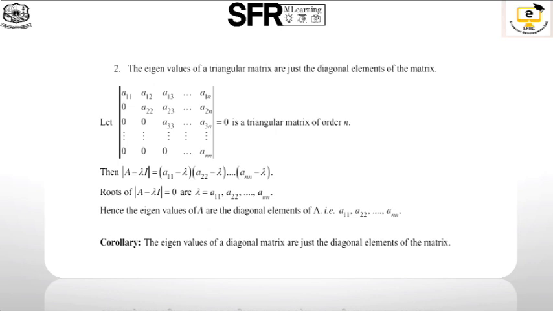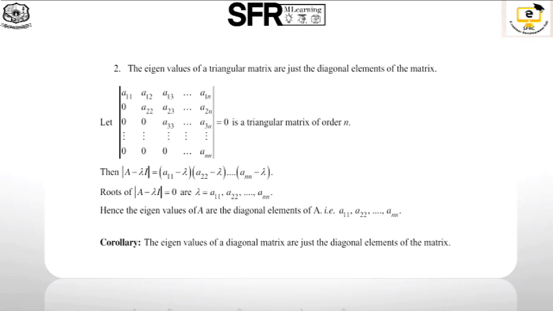Next one: the eigenvalues of a triangular matrix are just the diagonal elements of the matrix. So we take any triangular matrix. Here we take an upper triangular matrix, that is a11, a12, a13, etc. a1n, next 0, a22, a23, etc. a2n, and so on, with the last row 0, 0, etc. ann, which is a triangular matrix of order n.